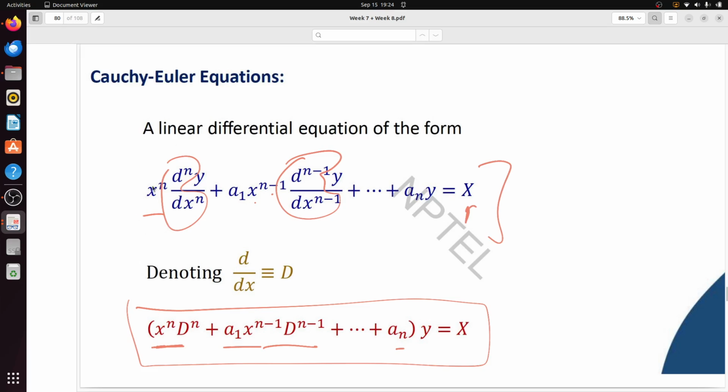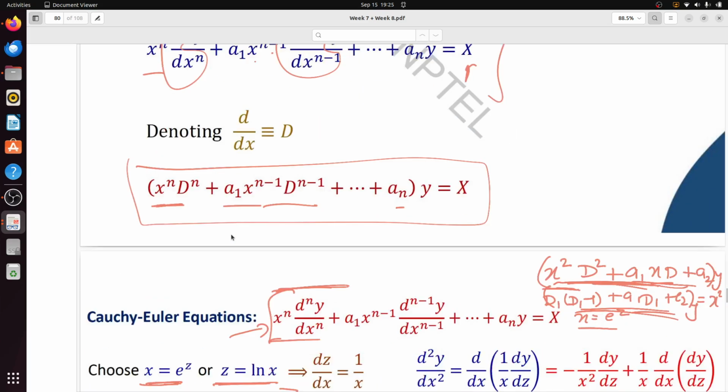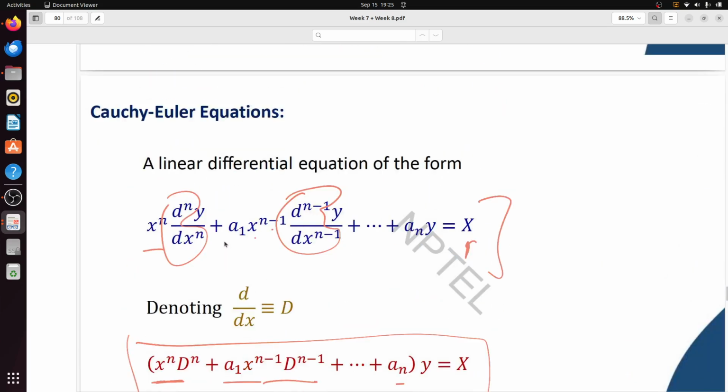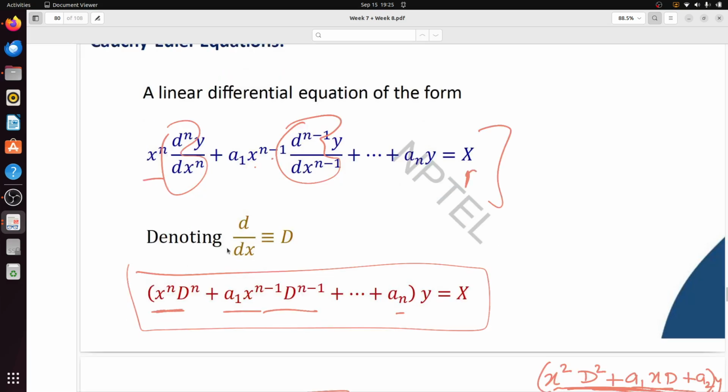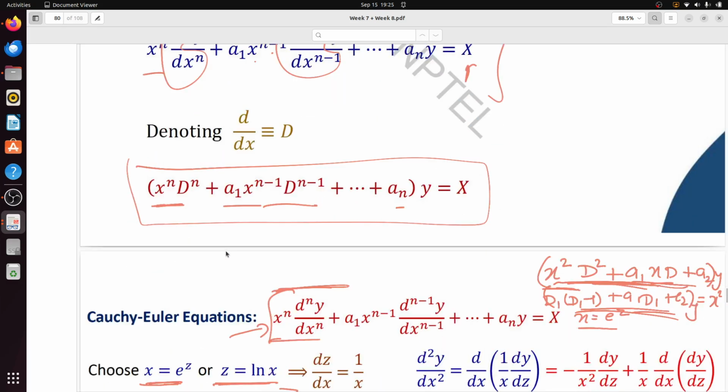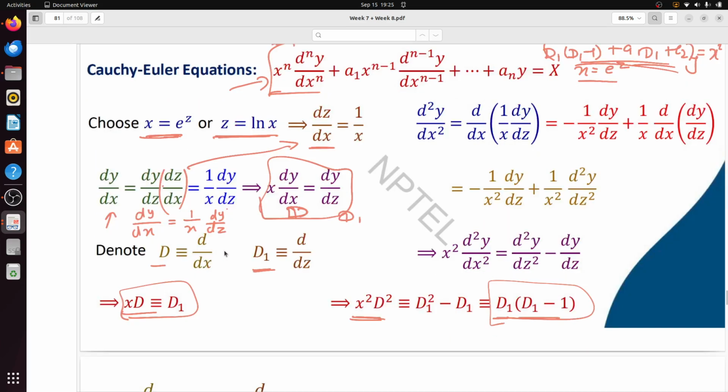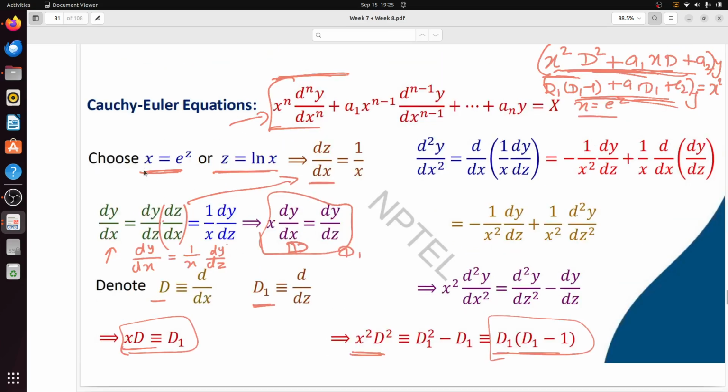They are linear differential equations with variable coefficients, but you can always reduce this to a differential equation having constant coefficients. For this purpose, just look into this Cauchy-Euler type differential equation. What we have to do is substitute x as e to the power z, or z equal to ln x.